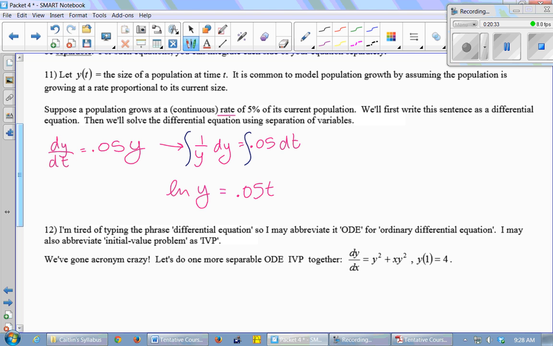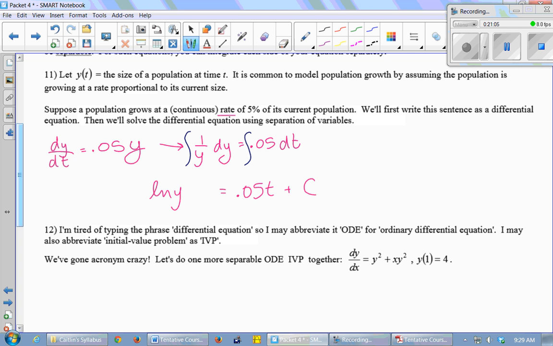An antiderivative of 0.05 dt? 0.05 t plus c. Technically, there's a plus c on both sides of this equation, right? So this would be ln y plus a constant, and this is 0.05 t plus another constant. But then I could just subtract c1 from both sides, and c2 minus c1 is just some new constant, because all of the constants are arbitrary. I'll just call that combined constant c.